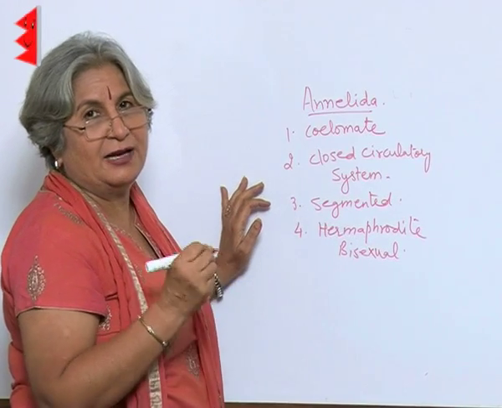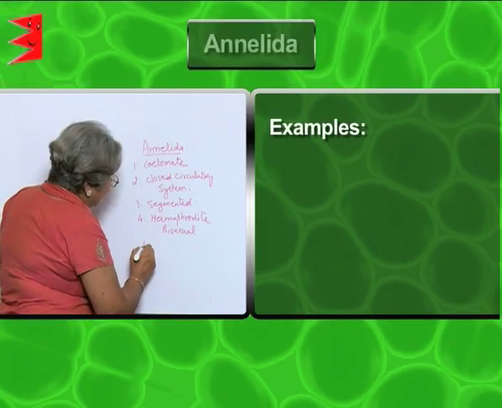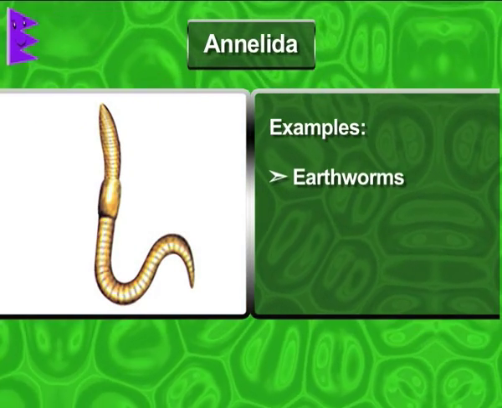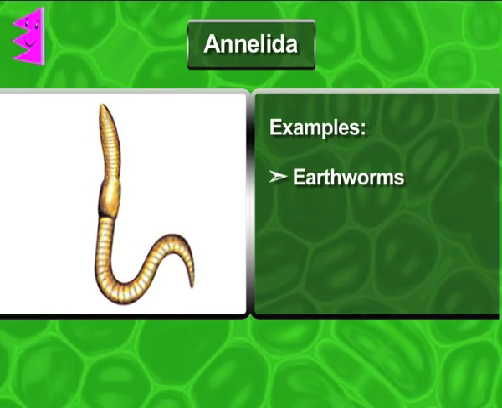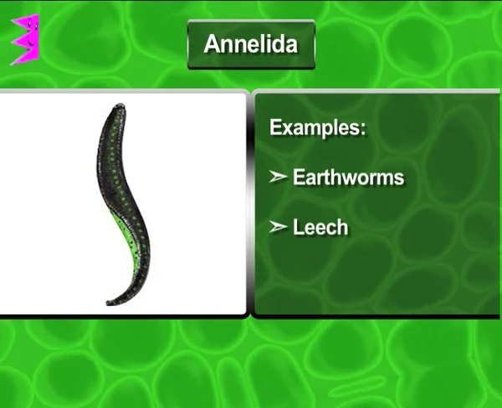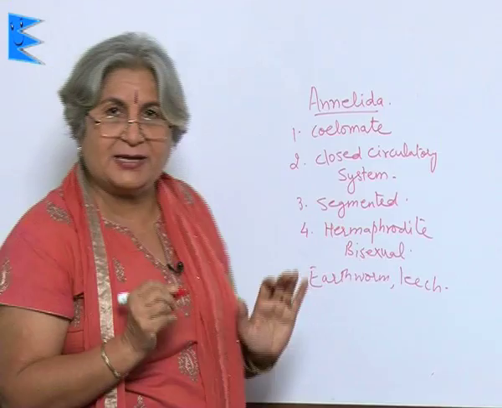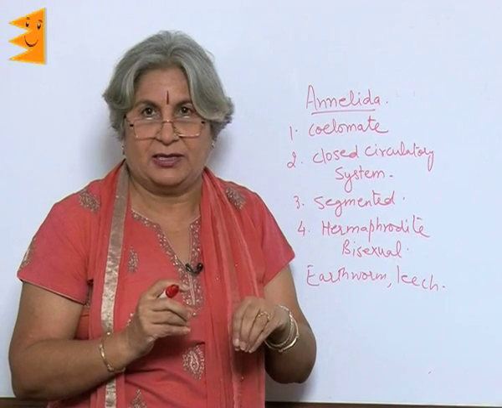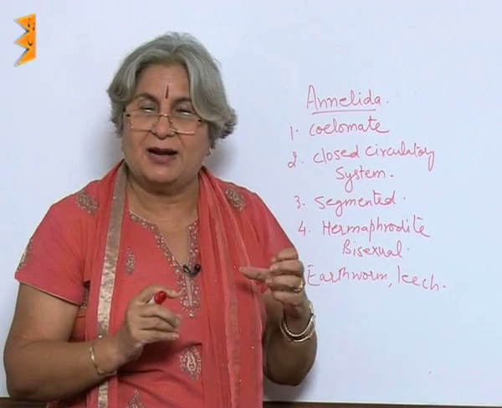Excretion is by nephridia. The examples are earthworm, which is free living, and leech, which is an ectoparasite. What does ectoparasite mean? That it is parasitic outside the body, like leeches suck blood from cattle.